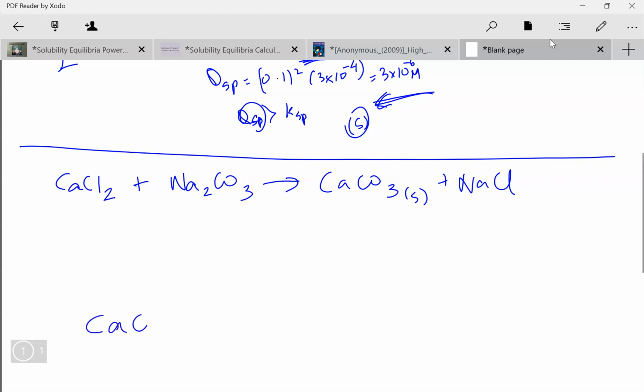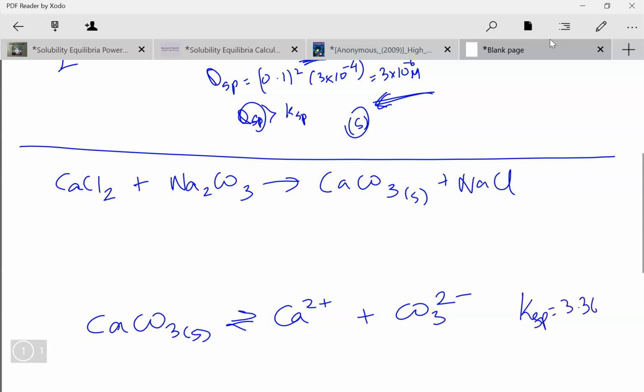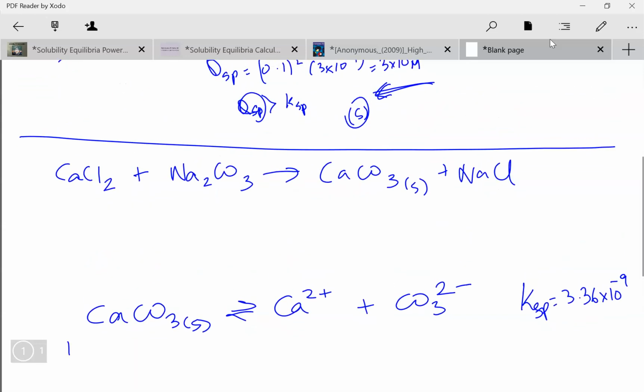So my second reaction is calcium carbonate solid dissociating into calcium ions plus carbonate ions. The KSP of this reaction is, might as well write it from the back of the textbook, 3.36 times 10 to the power negative 9. Okay, again, what is my initial concentration of calcium and carbonate? I have to find those things. Initial, again, I don't really need these, I just need to figure out which solid precipitate I would write my second equation for.